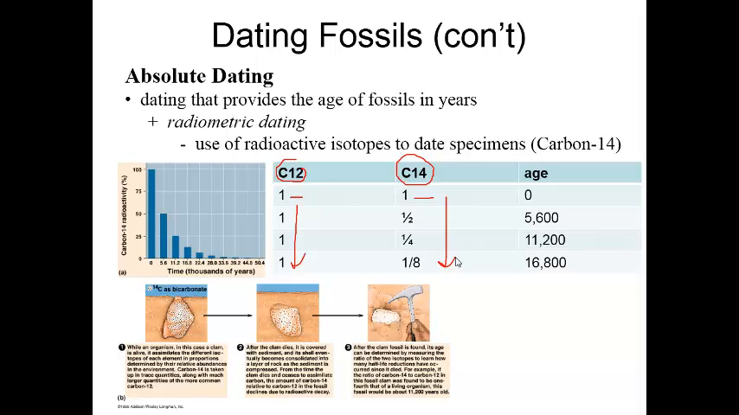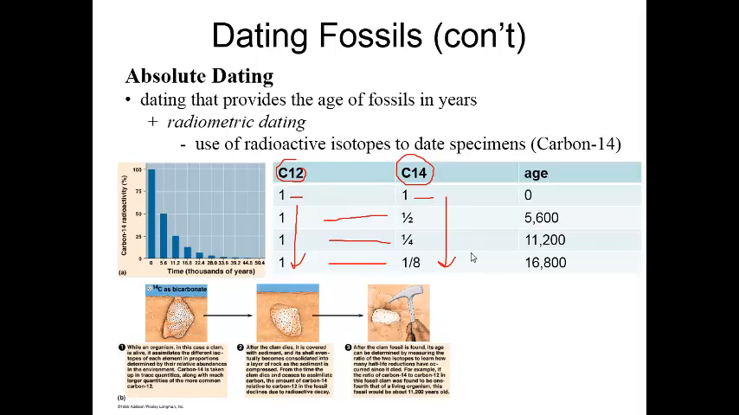The half-life of carbon-14 is approximately 5,600 years. That means in 5,600 years there will be half the amount of carbon-14 as carbon-12. You see that right here. In another 5,600 years, there's going to be a half of a half, which is going to give us a quarter. In another 5,600 years, there's going to be a half of a quarter, which is an eighth.